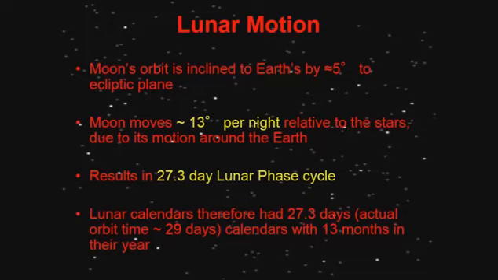As I mentioned before when we talked about seasons, a lot of ancient civilizations actually used the moon as a calendar instead of the stars. If you use a lunar calendar, you'll actually end up with years that have 13 months in them and not 12.